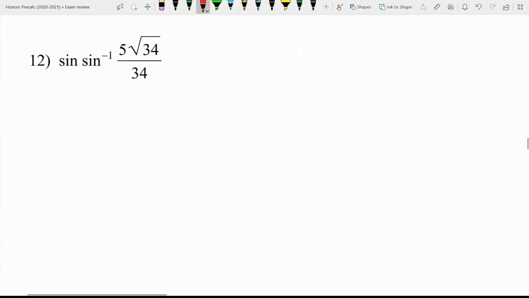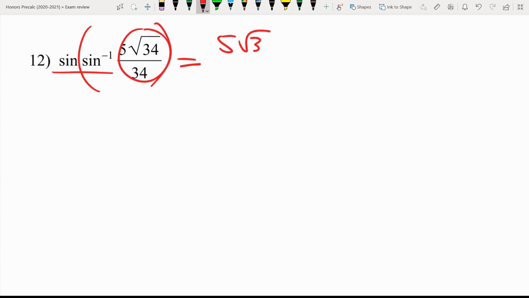So this wasn't really a trick question. It's just one where you need to know that if you are doing an operation, then the inverse operation immediately after that, where we're taking sine of the inverse sine of this, it's just equal to whatever we had here, 5 square root of 34 over 34. That was your answer. You didn't have to really do any work with that one. You just need to know.